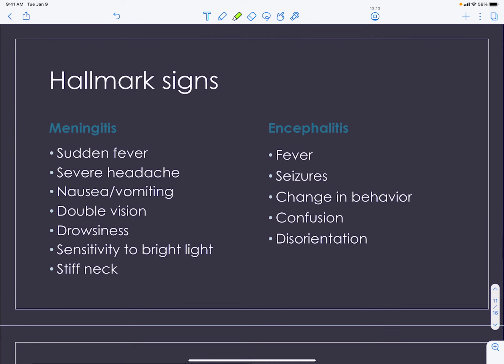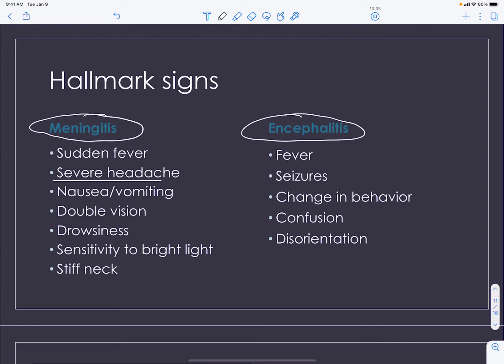So what are some of the differences between meningitis and encephalitis as far as symptoms? Well, you have with meningitis a sudden fever. You also have a fever associated with encephalitis, but it could be a little bit more progressive rather than just sudden onset. You're going to have severe headaches associated with meningitis. And then encephalitis can cause seizures. It's infecting the brain proper. Also associated with meningitis would be nausea, vomiting, double vision, drowsiness, a sensitivity to bright light, and a stiff neck.